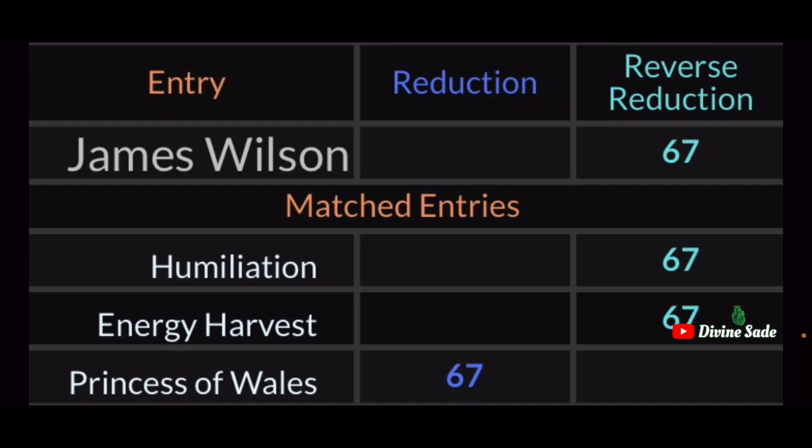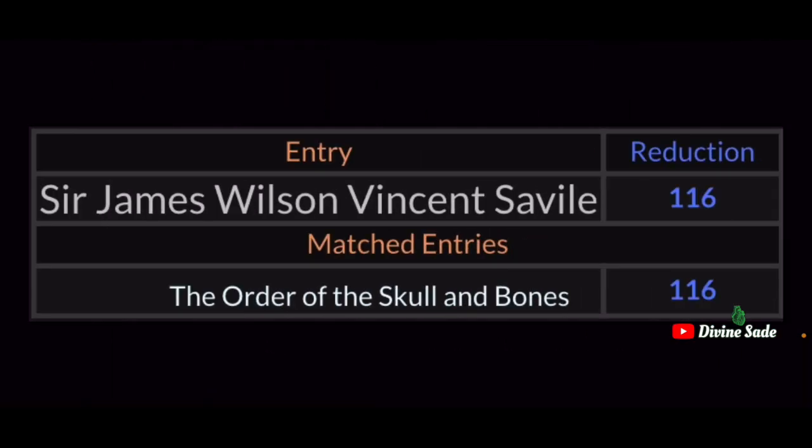James Wilson, this is his name, Jimmy's name, matches to humiliation with 67. He was a humiliation character. Whenever they have these creeper characters, they're humiliation characters, purposely done to do an energy harvest. Of course, energy harvest matches in the same cipher with 67. Princess of Wales, Princess Diana, matches with 67. His full name matches to the Order of the Skull and Bones, 116.